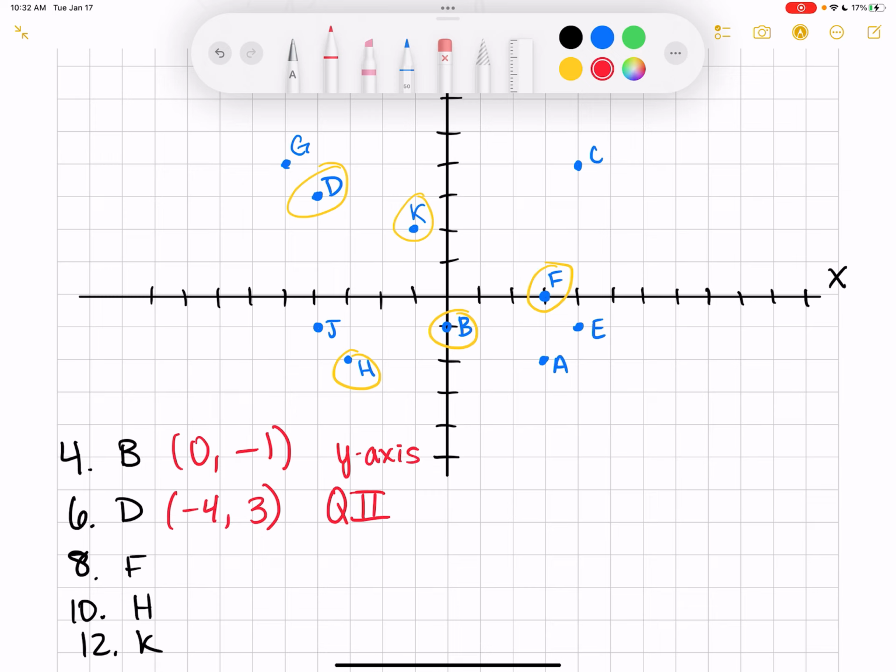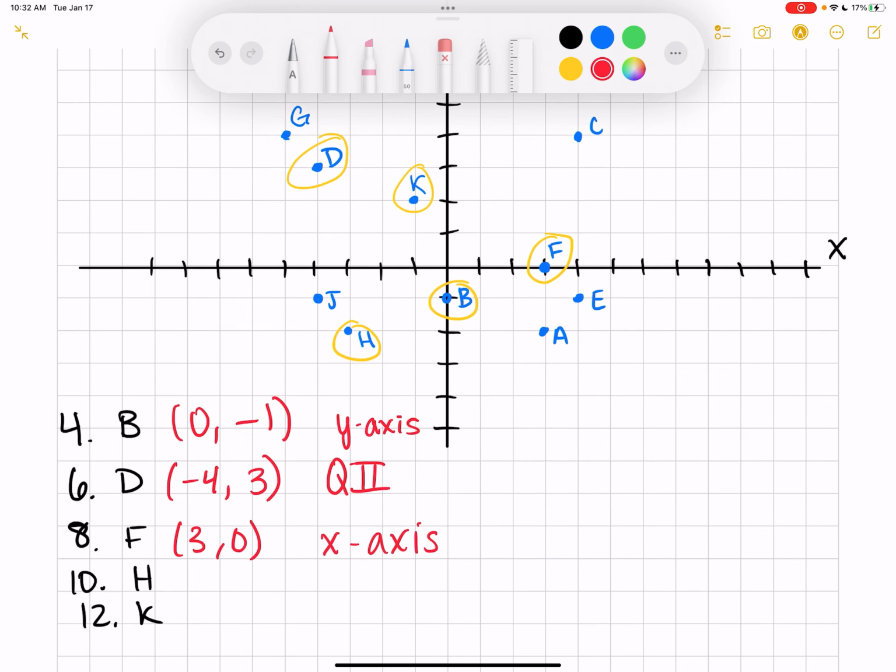How about F? 3, 0. So it goes over 3 and it doesn't go up or down. So that would be 3, 0. And where's that point located? X-axis.